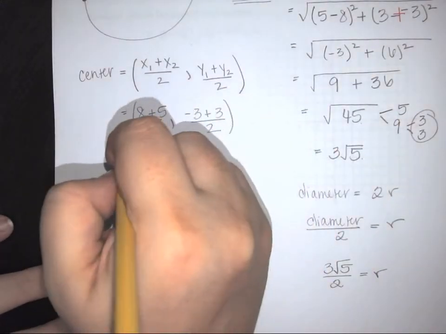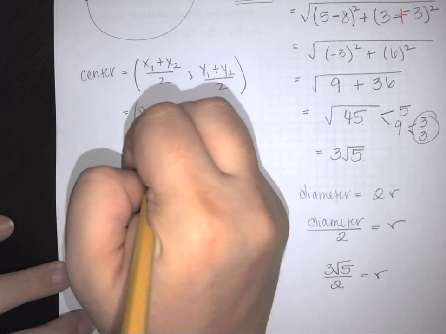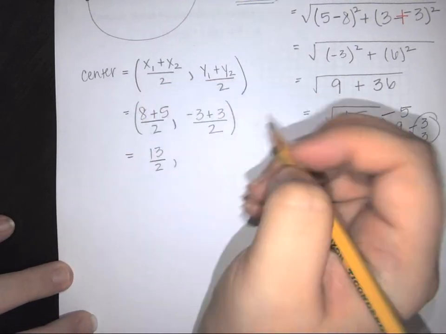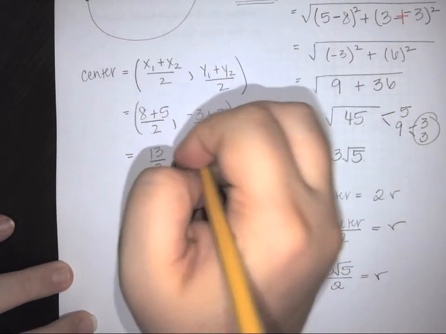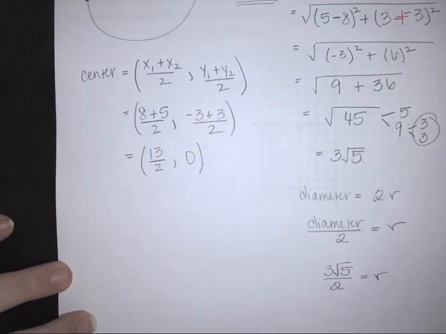So then we're going to reduce. 8 plus 5 is going to give me 13 over 2. Negative 3 plus 3 is going to give me 0. Over 2 is 0. And thus we have the center.